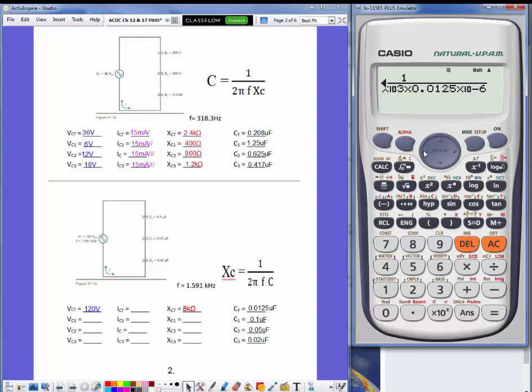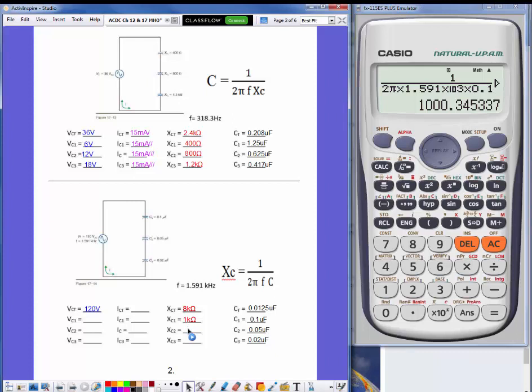And then I'm going to go up here, change this number out to the value of C1 in order to find X1. So I just clear these numbers out and run the number again, and I just go through the whole scenario doing that.